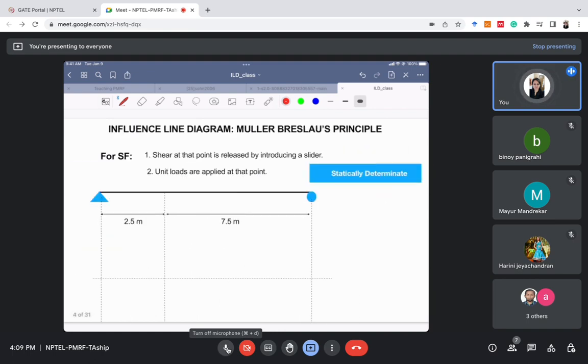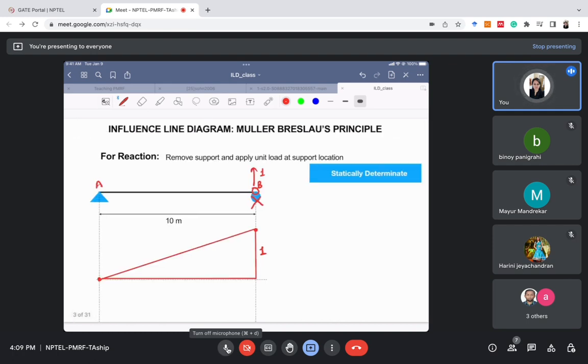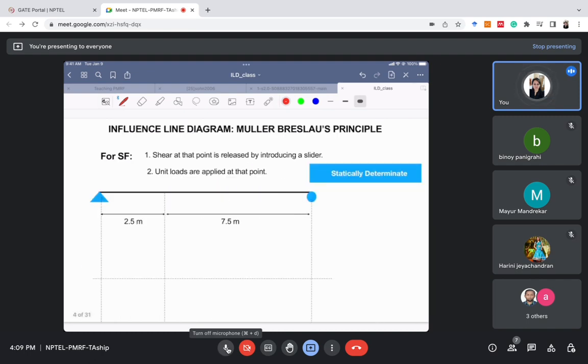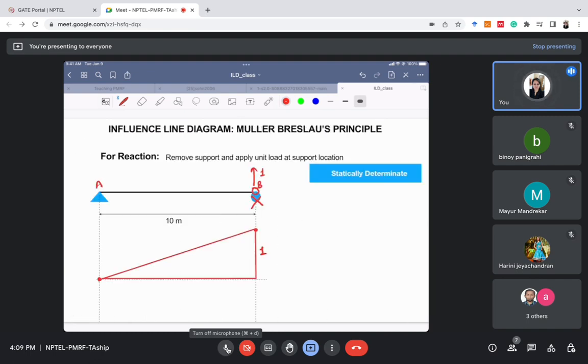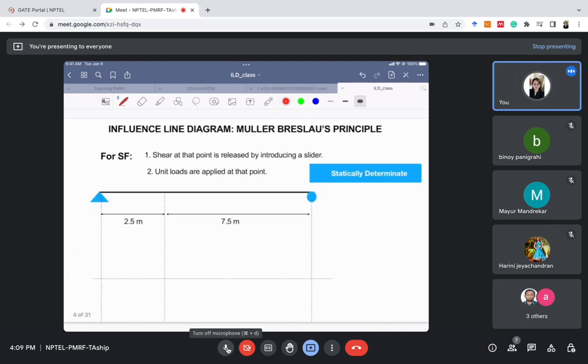Now, next, let's see how to draw the ILD for shear force. For drawing the same thing, if we use the conventional method, at least 2 to 3 minutes we would have spent. Okay, but in this manner, we can do this in a few seconds. Now, let's see the ILD for shear force.